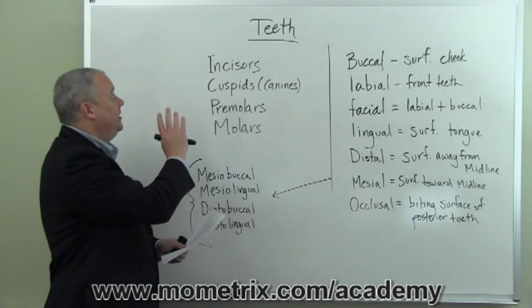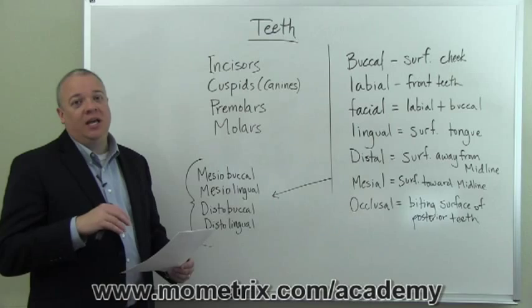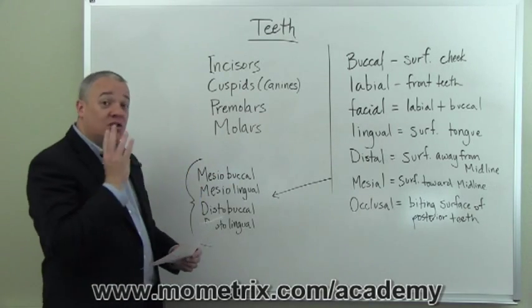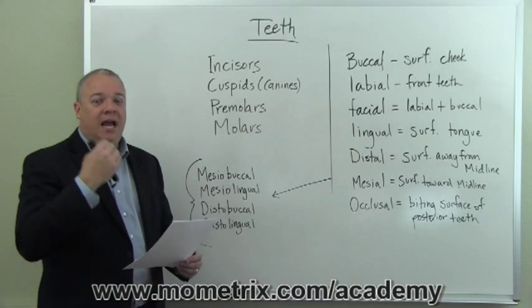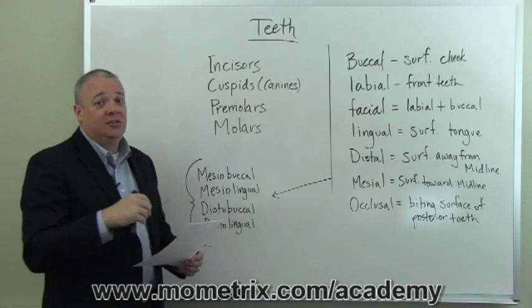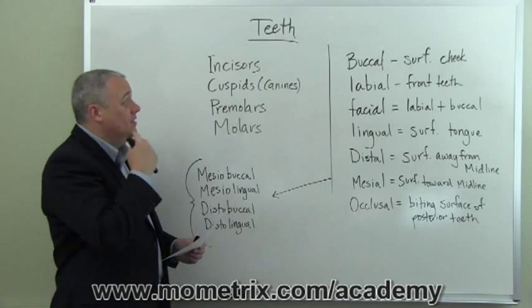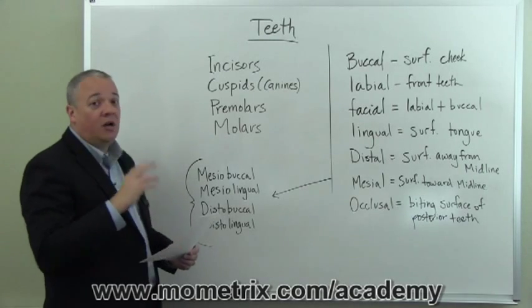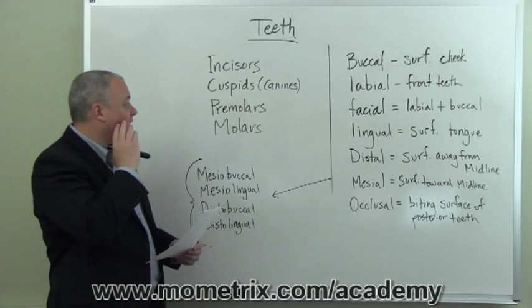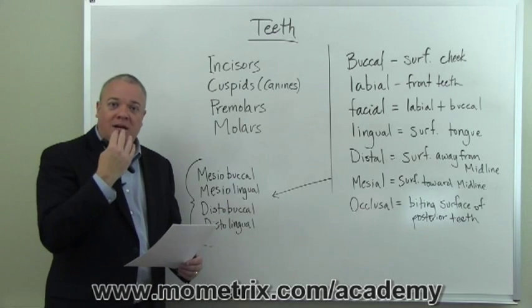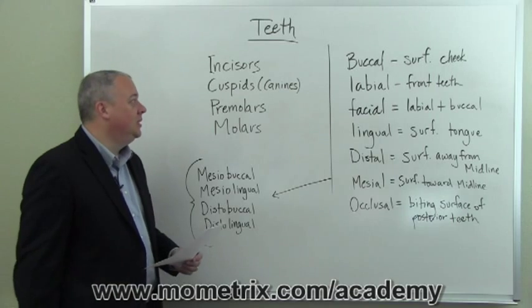These are the basic names for the teeth and where they are located, but you can get even more specific than that by talking about the different surfaces of the teeth, the outer surface or the inner surface. Is it buccal, meaning the surface closest to the cheek? Is it labial, the surface closest to the lips? When we talk about the buccal surface, we're talking about the back teeth, obviously, the molars and premolars. When we talk about the labial, we're talking about the incisors, the part of the tooth closest to the lips.